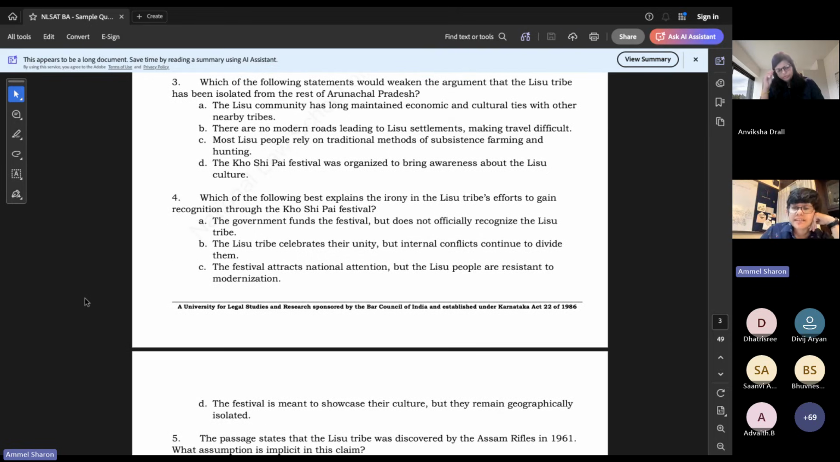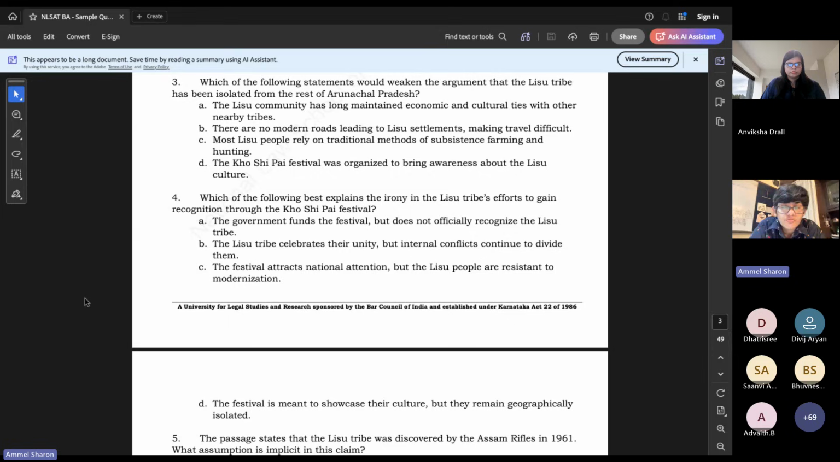Which of the following best explains the irony in the Lisu tribe's efforts to gain recognition? So here too, you are thinking about critical reasoning and inferring, right? What is irony but contradiction? What explains the irony or the contradiction in the Lisu tribe's efforts to gain recognition? Or it's a sort of sad contradiction here. Through the Koshi Pai festival. The government funds the festival but does not officially recognize the Lisu tribe.